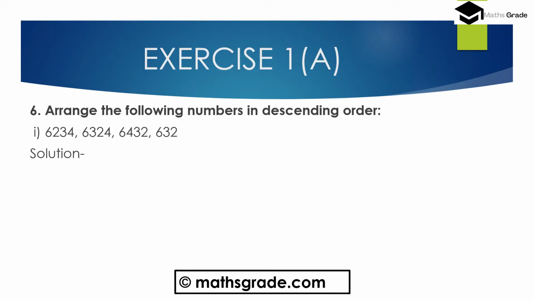Now question number 6. Arrange the following numbers in descending order. That is, the numbers are given. We have to arrange these numbers in descending order, that is, in decreasing order, that is, biggest to the smallest number. First is 6,234, 6,324, 6,432 and 632. Here 632 is a 3-digit number and all are 4-digit numbers.